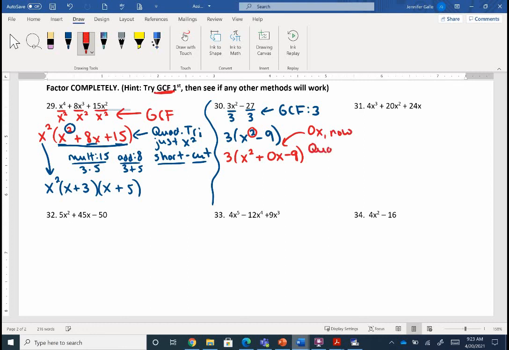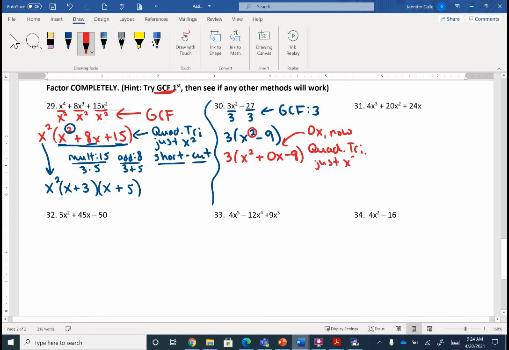Now we have a quadratic trinomial. Remember, guys, quadratic means my highest exponent is a 2. If you have something other than a 2 there, we can't use those techniques that we've been working on. Trinomial means 3 terms, so I have to have 3. The middle one's missing, so I'm going to put a 0 there, so we have that middle term. So now we have our quadratic trinomial.